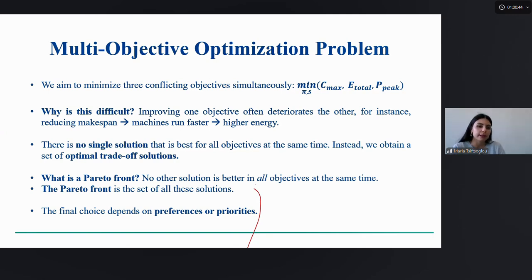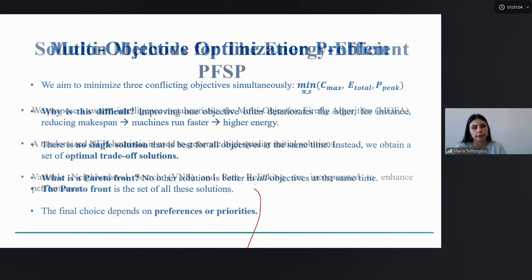Instead, we obtain a set of optimal trade-off solutions which form the Pareto front. Now, inside the Pareto front, there is not a solution that is better in all the objectives at the same time. Now, the final choice depends on the priorities or the preferences of the decision maker.